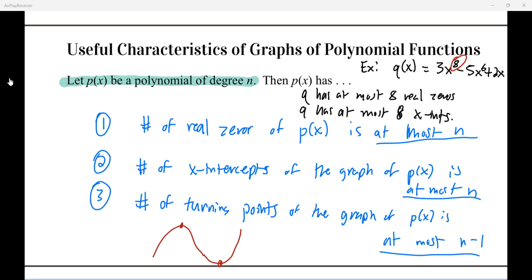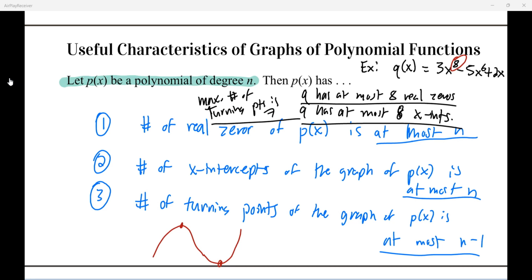And then for the turning points of the graph, it would have to have 7 at the most or less than that. So the maximum number of turning points is 7. Okay, so each of those 1, 2, 3 things you should be able to identify and know what the maximum bound would be for real zeros and x-intercepts and turning points.